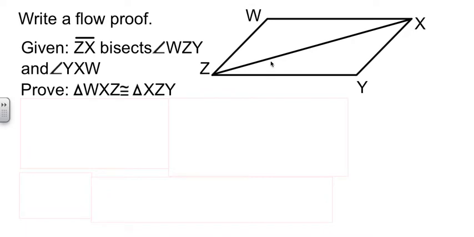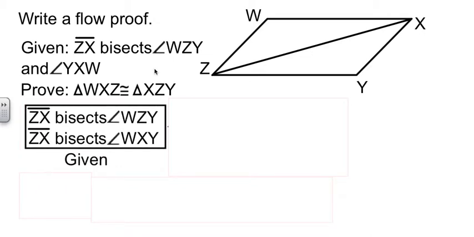Given that we know this line ZX bisects both of these angles. It bisects angle WZY and it bisects angle YXW. Then our job is to prove these two triangles are congruent. And we're going to do this with a flow proof. So we'll start with the given information. And I split that given information into two separate lines so that I could talk about it a little better. ZX bisects angle WZY down here. And ZX also bisects angle WXY. I switched the order around on the letters on that one, but that really doesn't matter. And that's our given information.